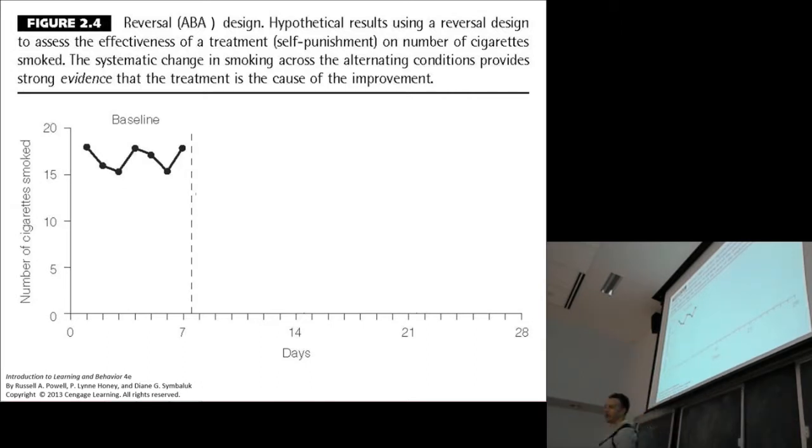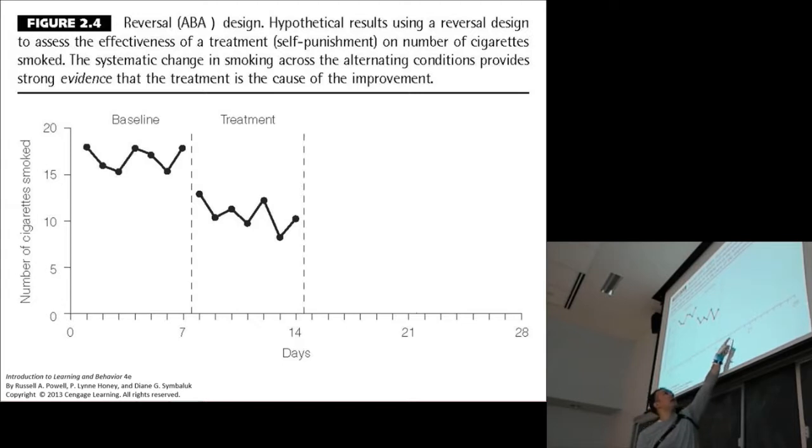That's going to be the treatment. And we find that once we institute that treatment, their behavior decreases. They smoke fewer cigarettes during that treatment phase. Again, we're left with the possibility, maybe due to the treatment, maybe due to something else. So what we do is we eliminate the possibility that it's something else, or we investigate the possibility that it's something else by going through another baseline period.